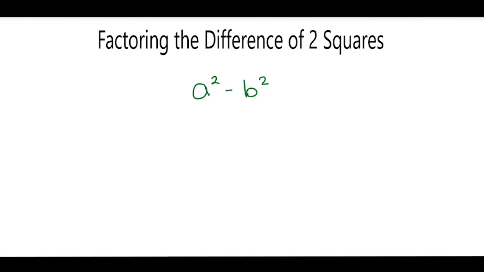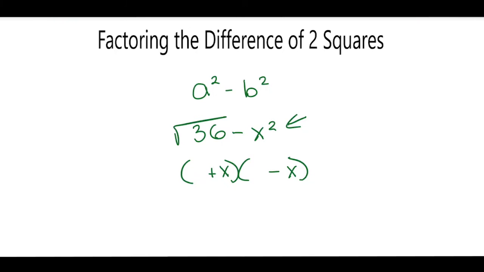Now what if I have 36 minus x squared? It's the same process. We will make two sets of parentheses, but notice that the x squared is the second term. So we'll just put an x and an x. It's still going to be plus or minus. And then in the front, we're going to put the square root of 36. So it'll be 6 plus x and 6 minus x.